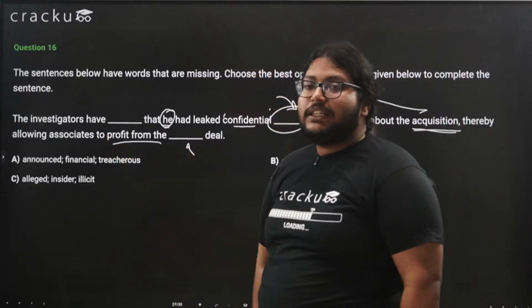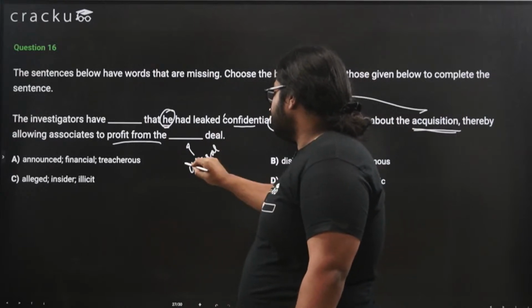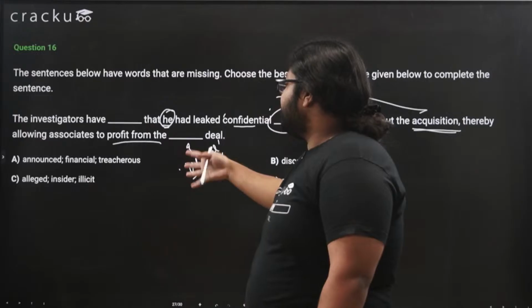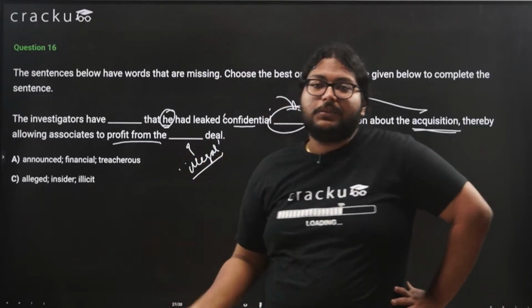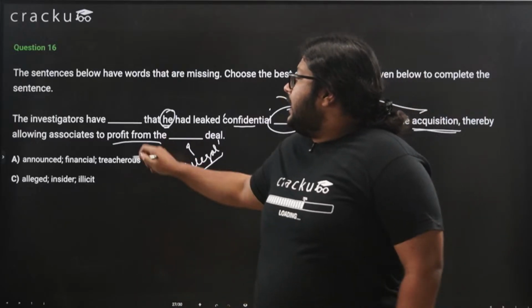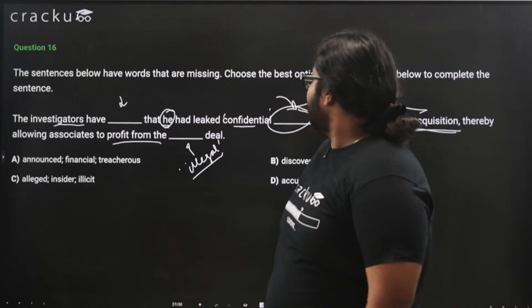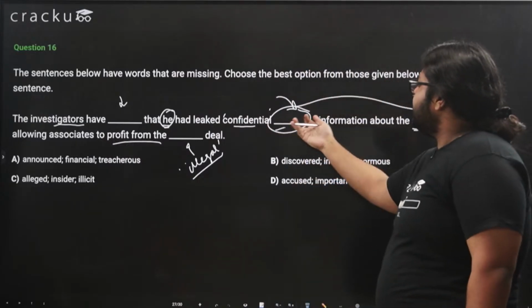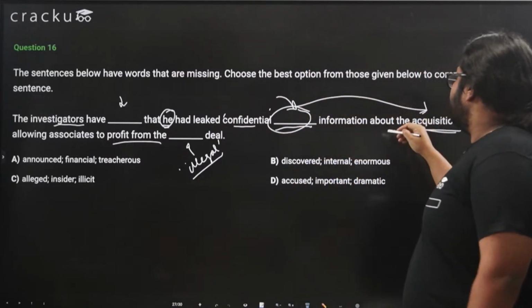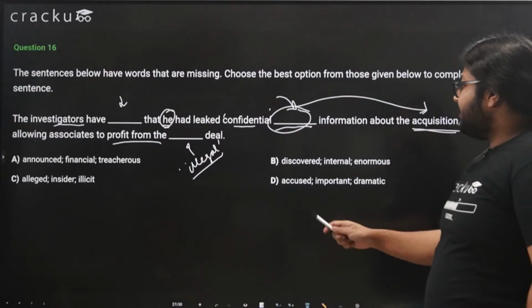So what kind of deal is this? Illegal. We want something which means that the deal is illegal, because clearly the deal is illegal. The investigators have discovered or something like that we want here, and the confidential information should be related to the acquisition thing. Let's go through the options.